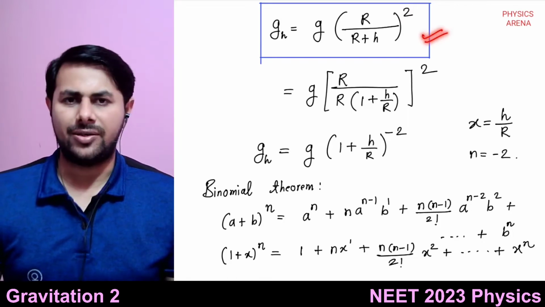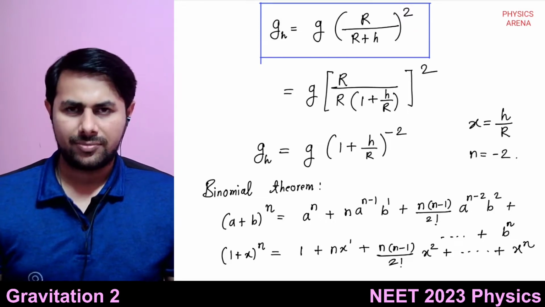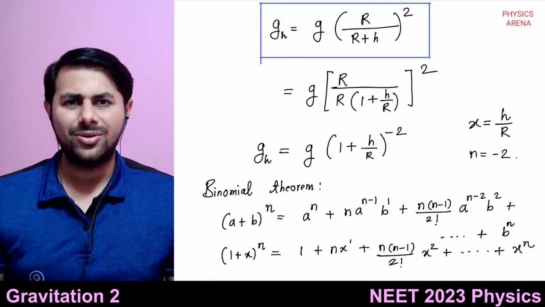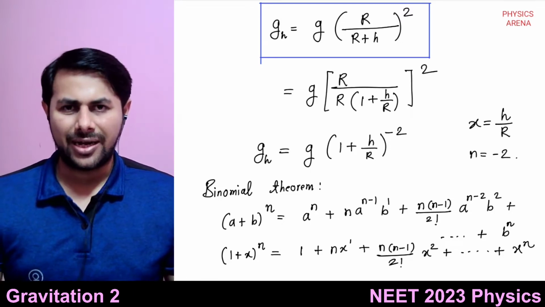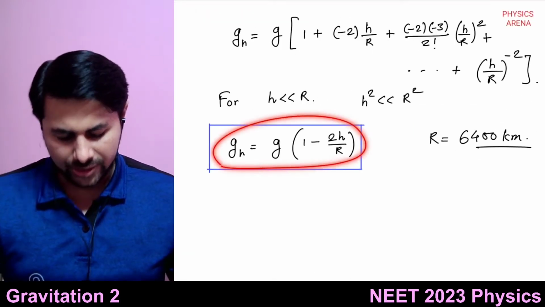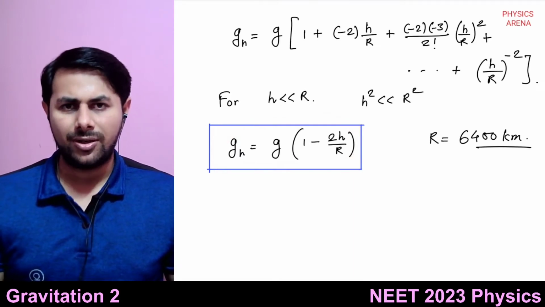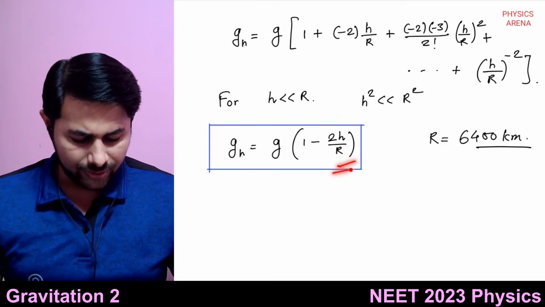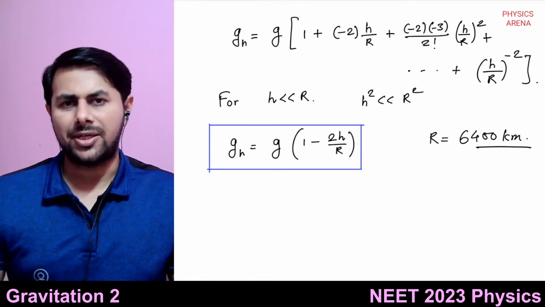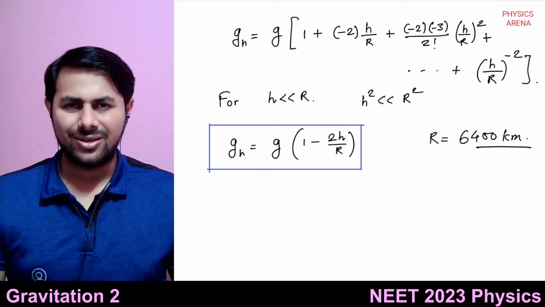This is valid everywhere. But if height is small, 5 kilometers, 10 kilometers, small meaning small compared to the radius of earth, then you have another formula, gh is equal to g multiplied by 1 minus twice h upon r. So this is valid only for small heights. So for 5 kilometers, 10 kilometers, 50 kilometers, 100 kilometers, you can say, right?